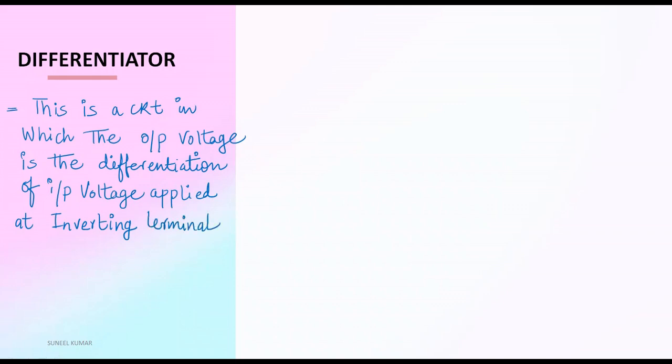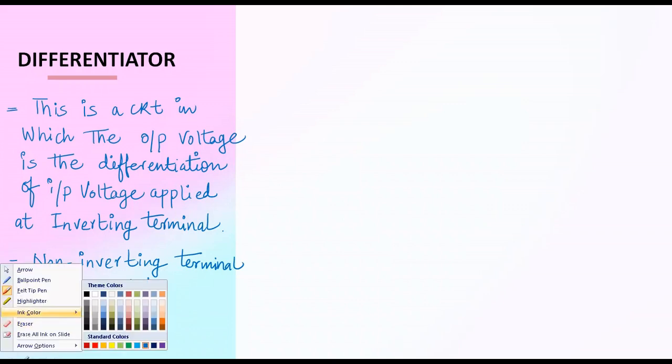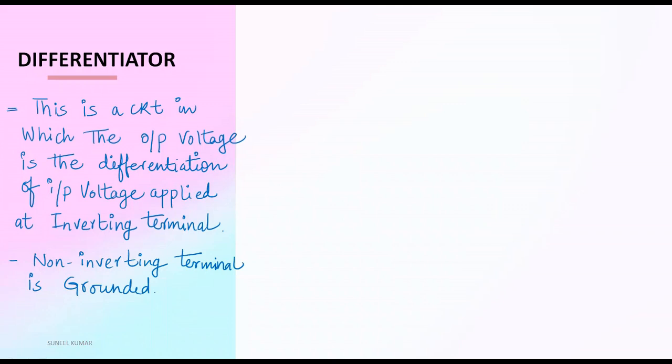This is also a kind of inverting amplifier, because we have input only at the inverting terminal, and the non-inverting terminal is grounded. We can write here, non-inverting terminal is grounded. So we can make the circuit like this. Suppose this is an op-amp symbol. We have the output at pin number 6.